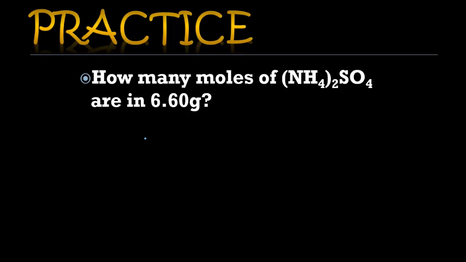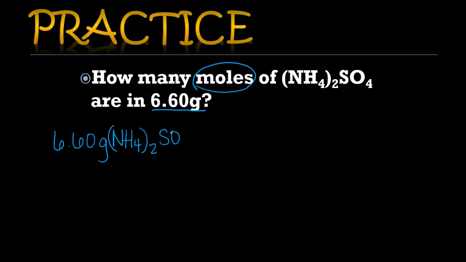So again, we want to know, what are we looking for? So we're looking for moles. And then where are we going to start? We're going to start with 6.60 grams of (NH4)2SO4, and we're going to times the line. Now we know we're going to take grams and put it on bottom. So what we need is the molar mass of this.